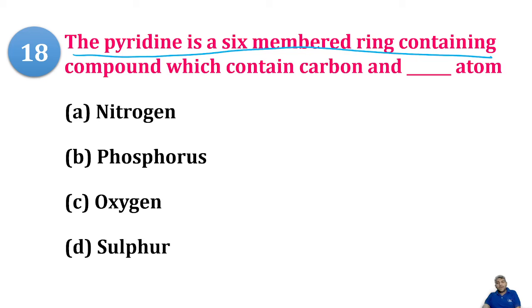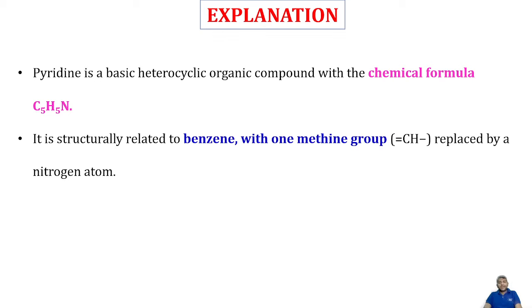If it is written that there is a 5-membered compound having nitrogen as heteroatom, it is pyrrole. If a 5-membered heterocyclic compound has oxygen as a heteroatom, it is furan. If there is sulfur, it is thiophene. So pyridine contains 5 carbon as well as 1 nitrogen, and the chemical formula you are able to see written here. It contains 5 carbon, 5 hydrogen and 1 nitrogen, and it is structurally related to benzene, and it contains nitrogen as well as carbon.